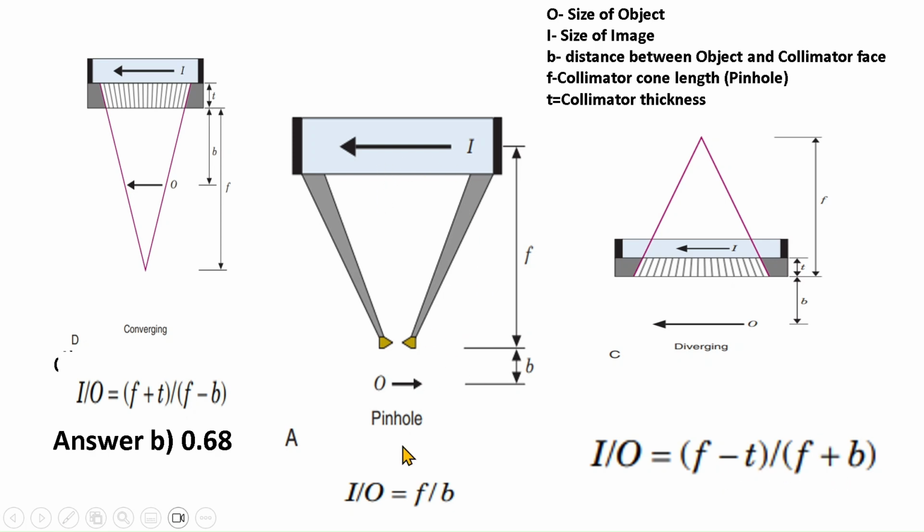For the pinhole collimator, the magnification factor, that is I by O, is equal to F by B. For the converging hole collimator, because it magnifies the images, the magnification factor will be equal to F plus T upon F minus B. So you need to remember these formulas for diverging hole, pinhole, and converging. Any numerical you can solve using these formulas.